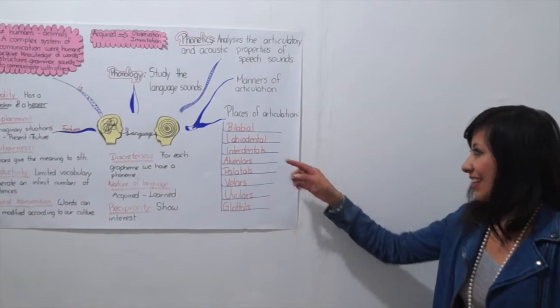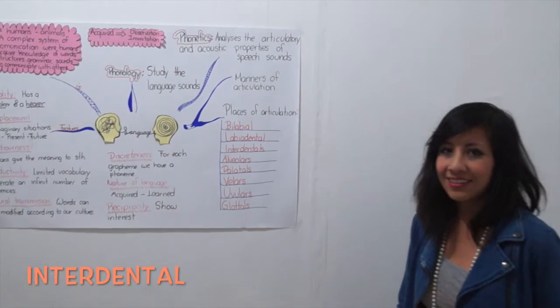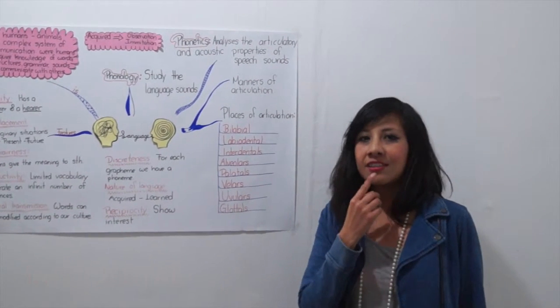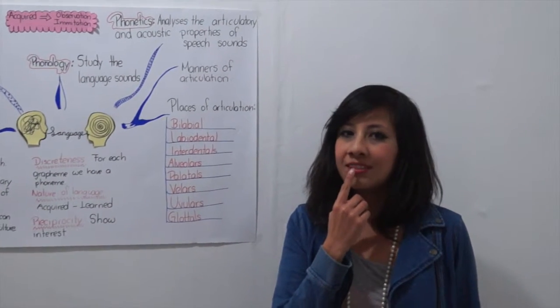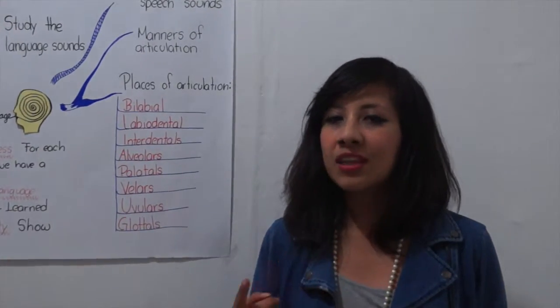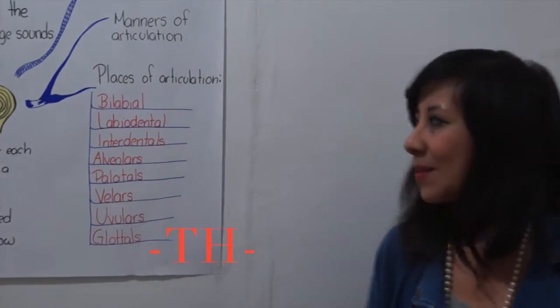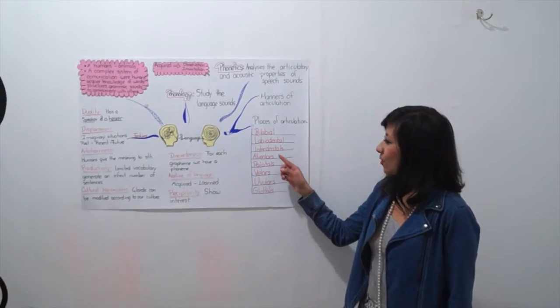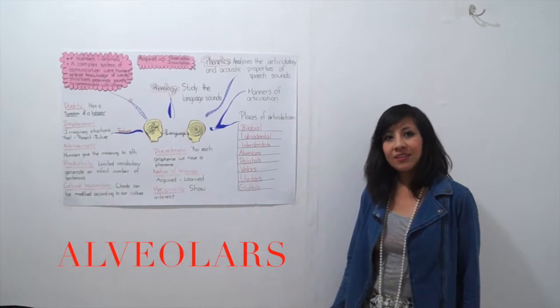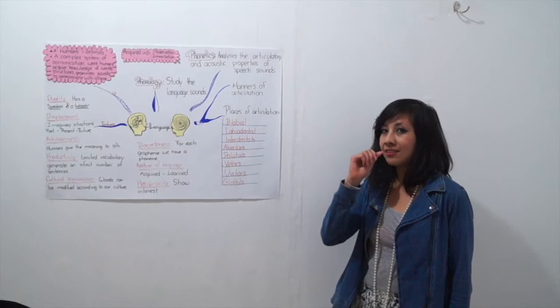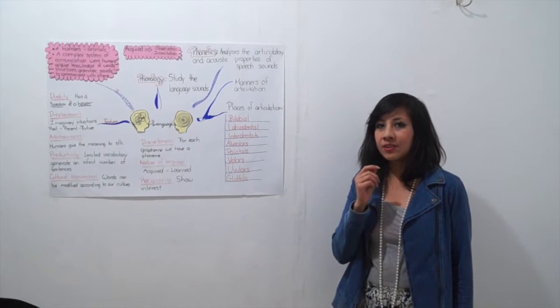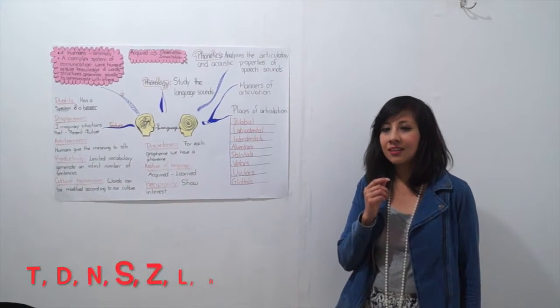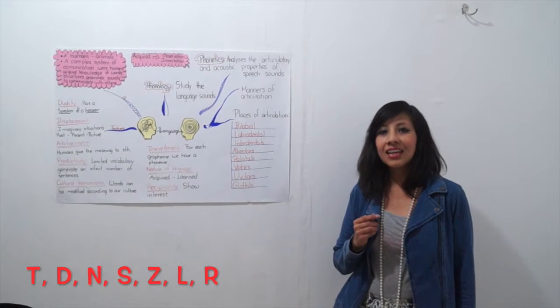The other one is interdental. That is when we insert the tip of the tongue between the teeth. The other one is alveolars. With the alveolars, the tongue is raised in various ways. For example, with the T, the D.